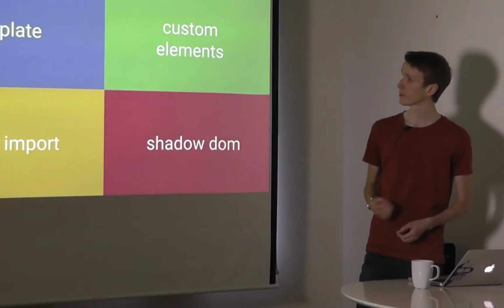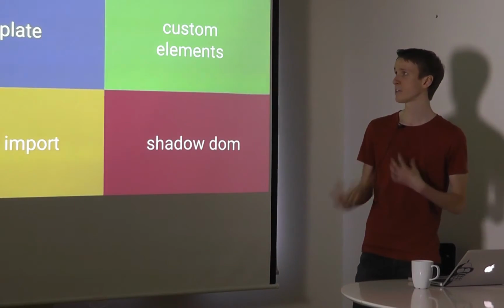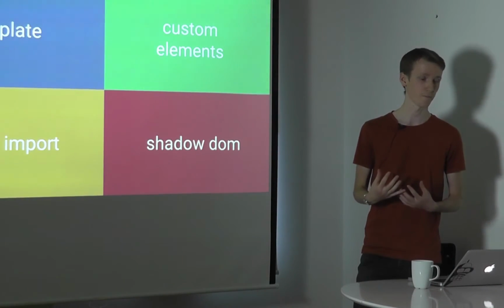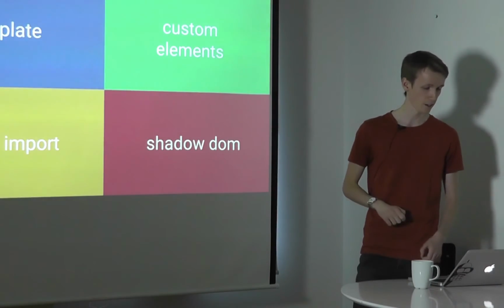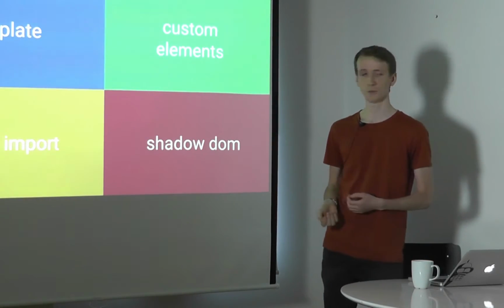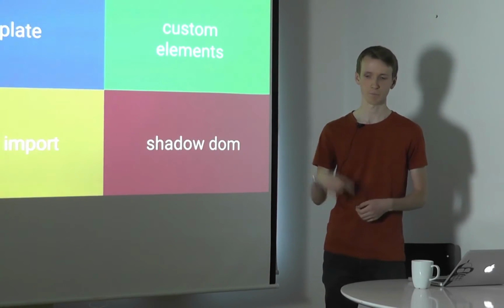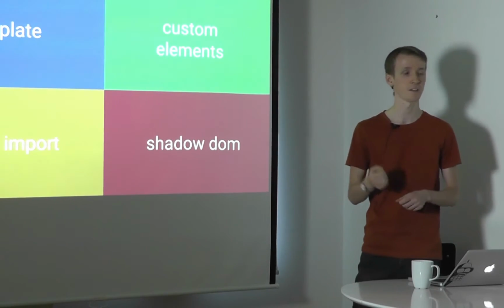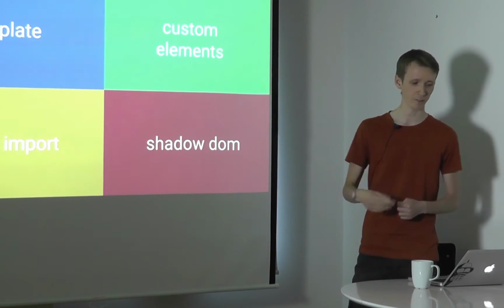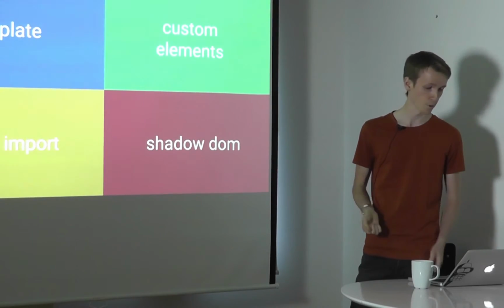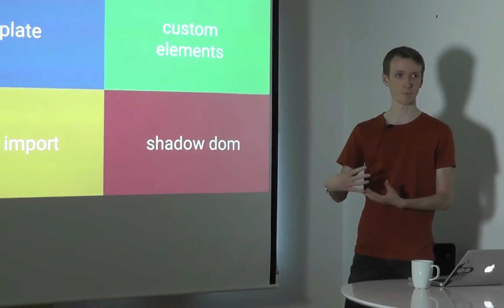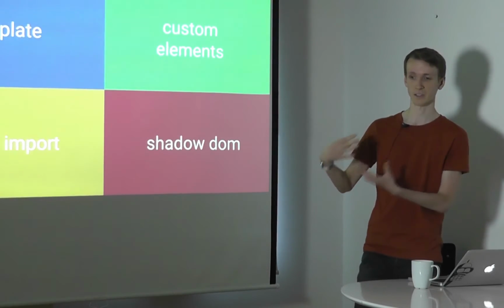The 4 specs are template, which is native client-side templating; custom elements, which let you create your own HTML tags; HTML imports, which is kind of similar to the link tag in CSS, and script tags, which load in script and CSS files, except this is HTML fragments, so that's quite cool; and Shadow DOM, which lets you scope your DOM elements to its own separate DOM.